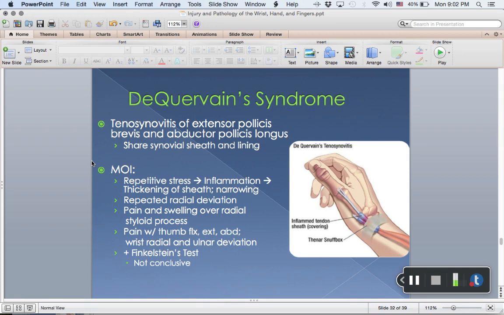So again, mechanism of injury: repetitive stress, inflammation. It inflames that sheath, and that sheath can also become thickened, which can decrease the range of motion by not letting that tendon slide smoothly through there. Pain and swelling. So this is more of a chronic thing. It wouldn't happen all of a sudden as with a fracture, but there's pain with overall thumb range of motion. You can do Finkelstein's test.